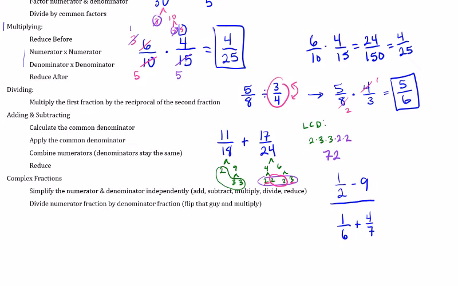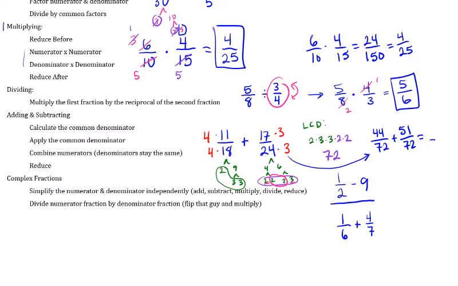So now we think about what we need to multiply by this and this to get to that LCD. For 18, I'd have to multiply by 4, so I'm going to multiply by 4 on top and bottom. For 24, we'd have to multiply by 3. Then what we'll end up with is 44 over 72 plus 51 over 72. Then we just combine those together.